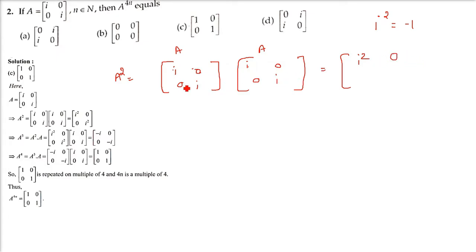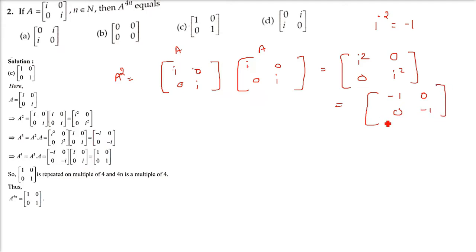So this will be the pattern, okay. Now second row and first column. 0 into I, 0, I into 0, 0. Now second row, last column. 0 into 0, I into I square. So what do you get? See, I square is negative 1, 0, 0, I square is negative 1. This is your A square.